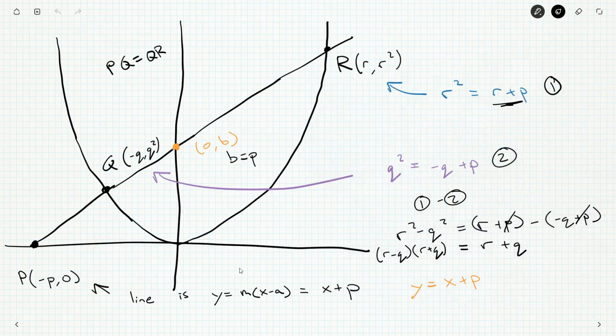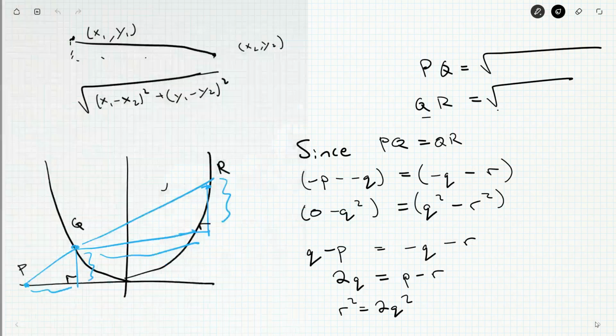I don't know as this has particularly helped us. So maybe that wasn't the place to use PQ is equal to QR. I'm really liking this formula down here. Now it doesn't have any P's in it, and we want an expression for P, because remember we're looking for B, which happens to be equal to P. And P is just how many units over from the origin we have gone left to get to our point capital P. I think we should instead focus on this equation here.